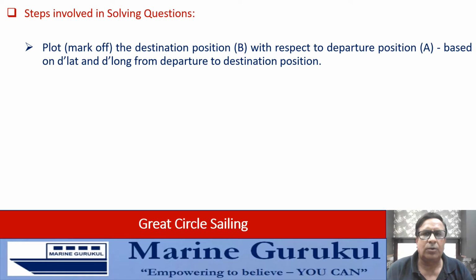If DLAT is north from departure to destination, then B is marked north of A. If DLAT is south, B is marked south. Likewise, we evaluate the D long from departure to destination, that is from A to B. If D long is east, then B is plotted east of A, and if D long is west, B is plotted west of A. So based on names of DLAT and D long, we mark off position B with respect to position A.